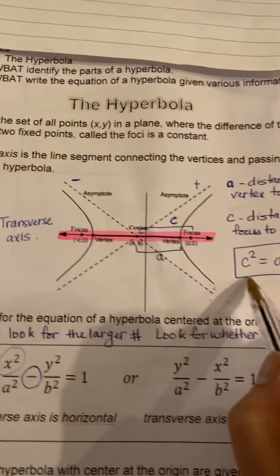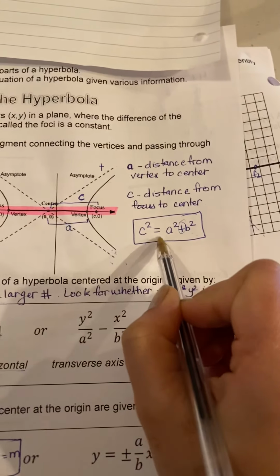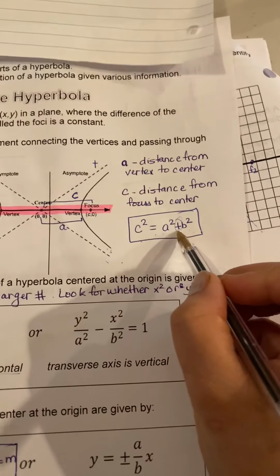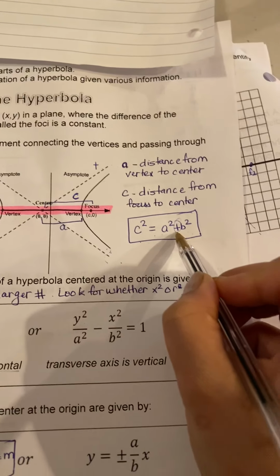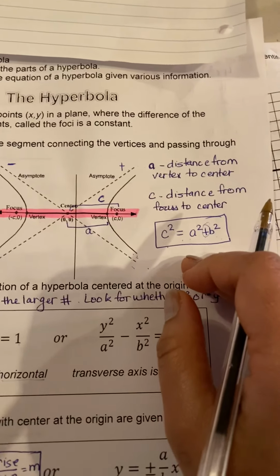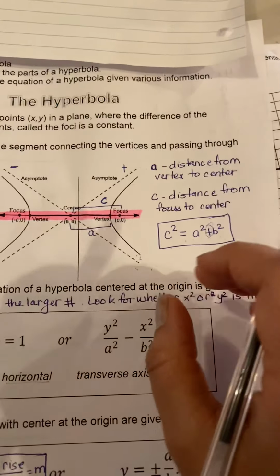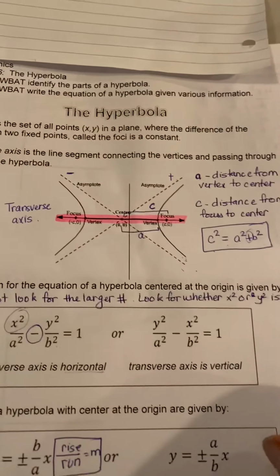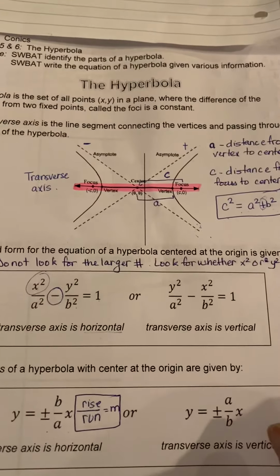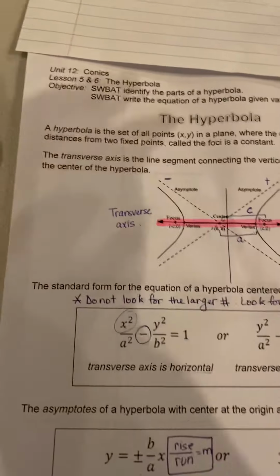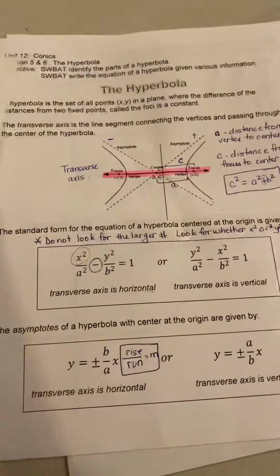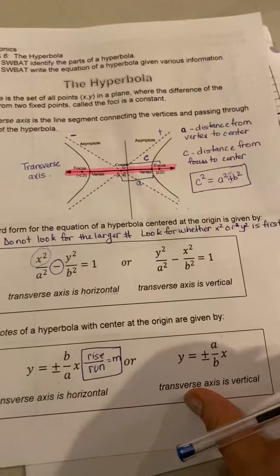Anyways, the other formula that you need to know is c squared equals a squared plus b squared. Again, pay attention to your plus sign. These are few things that you need to know about a hyperbola before we start sketching them. So let's turn the page, and if you have any questions, again, put the star next to them so that you can email me, send me a picture of it, whatever makes you comfortable. So I'm going to get started with the next page.